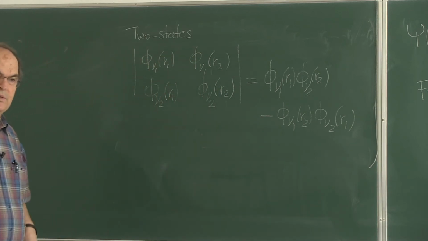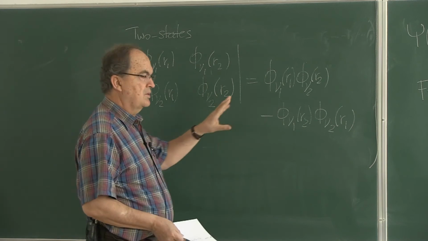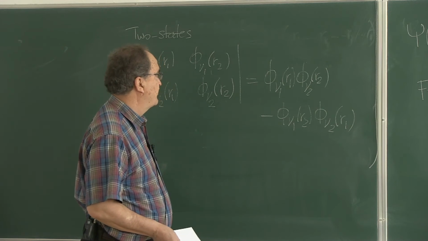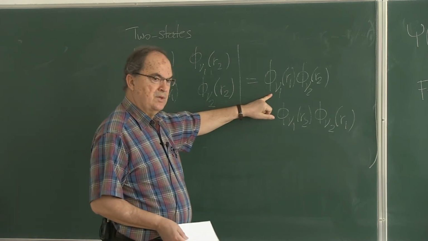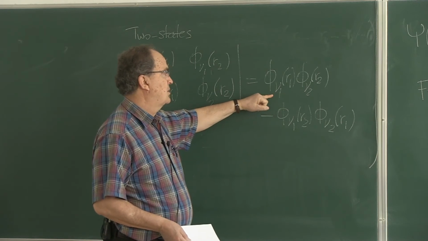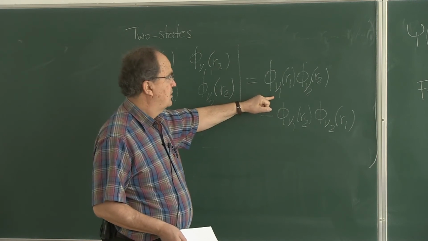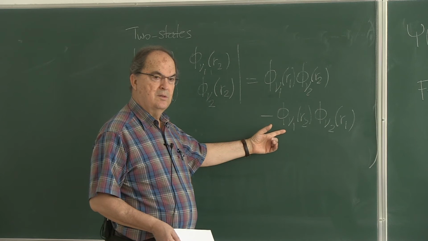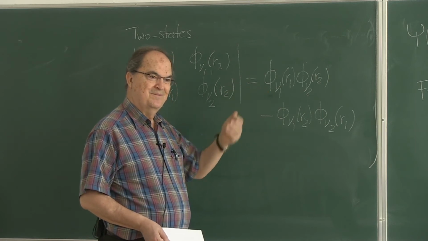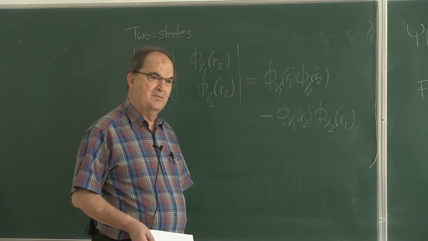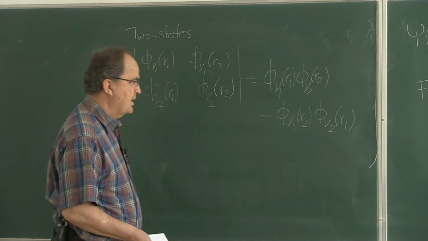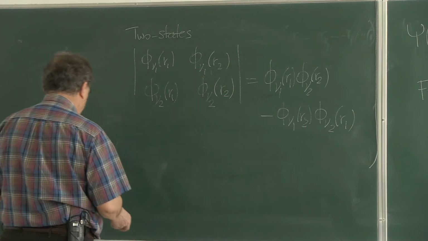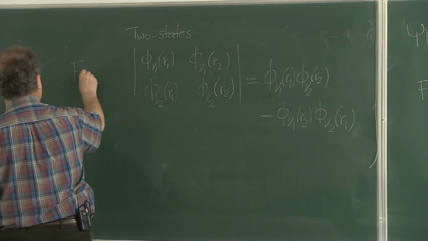What happens to this function if you interchange particles? If you take this, make the interchange here, mu1 R2, mu2 R1. Exactly this, isn't it? So it changes sign. It becomes minus the initial one, isn't it? Exactly the property we want. This is for fermions.